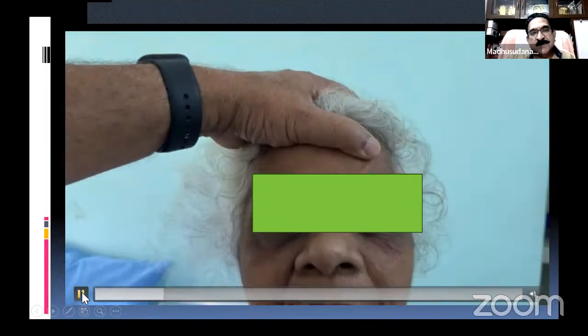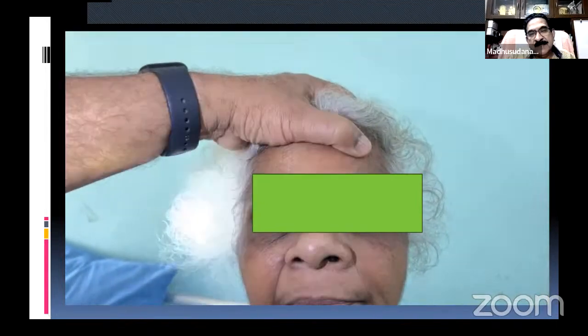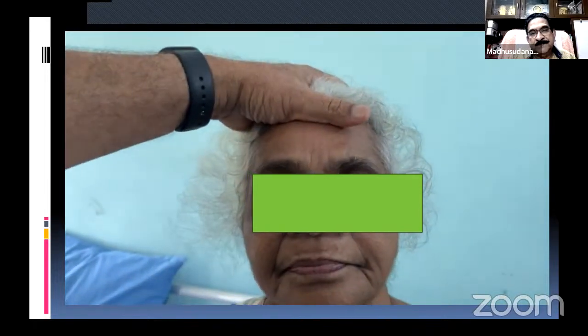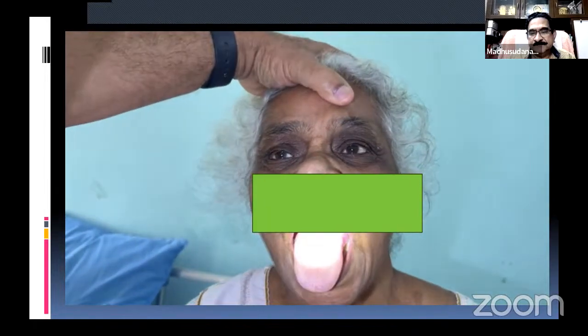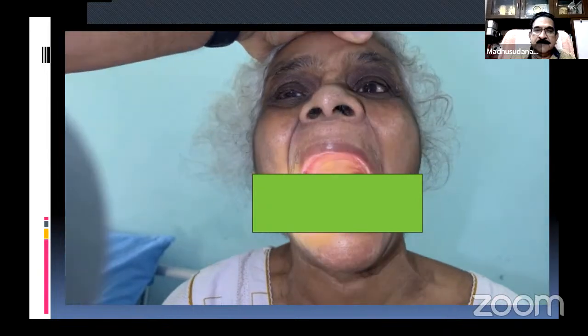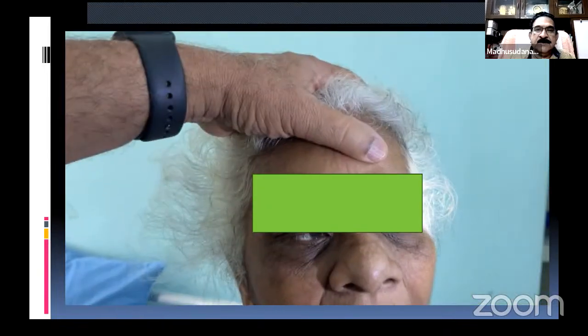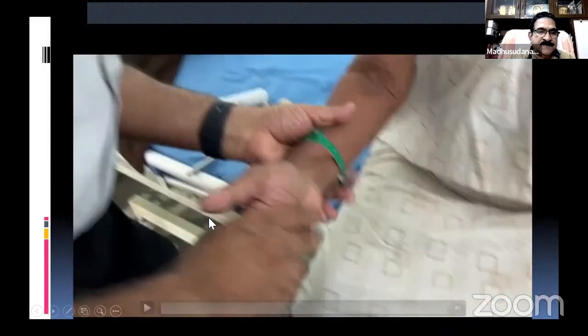Canines are all normal, lower canines are all normal. Now go to the proper main part of the examination.